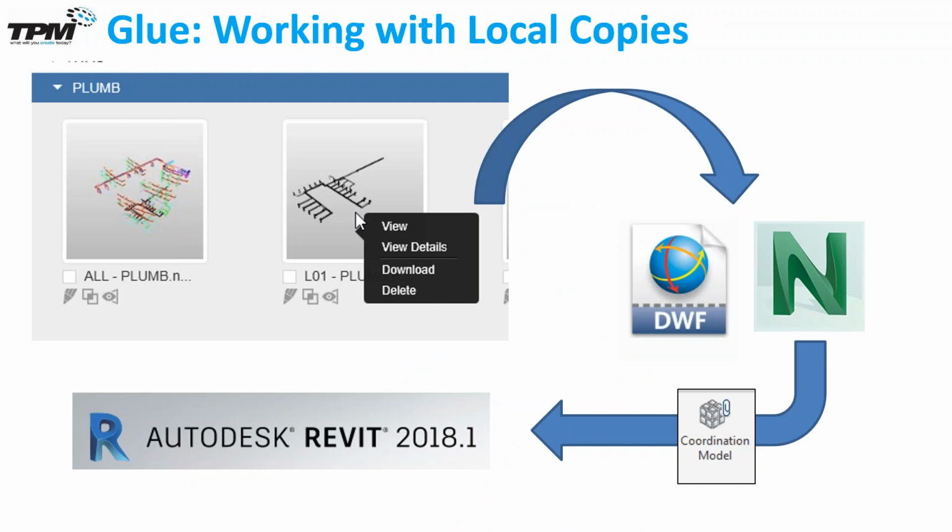If we choose to push an NWC or DWF up to BIM 360 Glue, if somebody downloads that model, then they're downloading that DWF or NWC version. You won't be able to export NWCs unless you have the NWC export plugin, which comes with Navisworks, or you can download it separately and add it in, right?